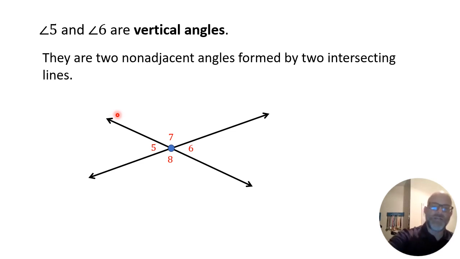Once again, to get vertical angles, you cross two lines, you get an intersection point. The angles that are opposite from each other are called vertical angles, and they're always congruent. Look at the book's definition. They are two non-adjacent angles formed by two intersecting lines. So what do they mean by non-adjacent? Well, 7 and 6 are adjacent, but 5 and 6 are not adjacent. Those are the vertical angles.